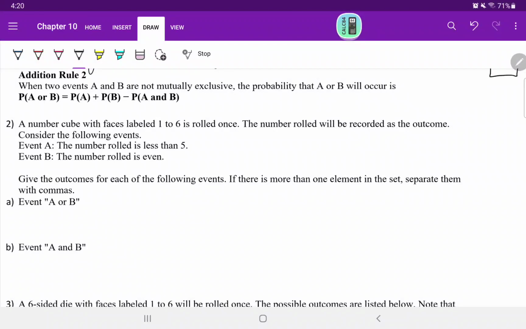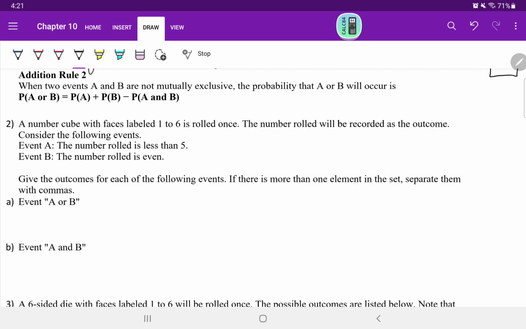So, addition rule number 1 was for mutually exclusive events. Addition rule number 2 will be for events that are not mutually exclusive. Remember, mutually exclusive represents that the two events have nothing in common with each other. Which means if they're non-mutually exclusive, there is at least one element or one outcome that both events share.